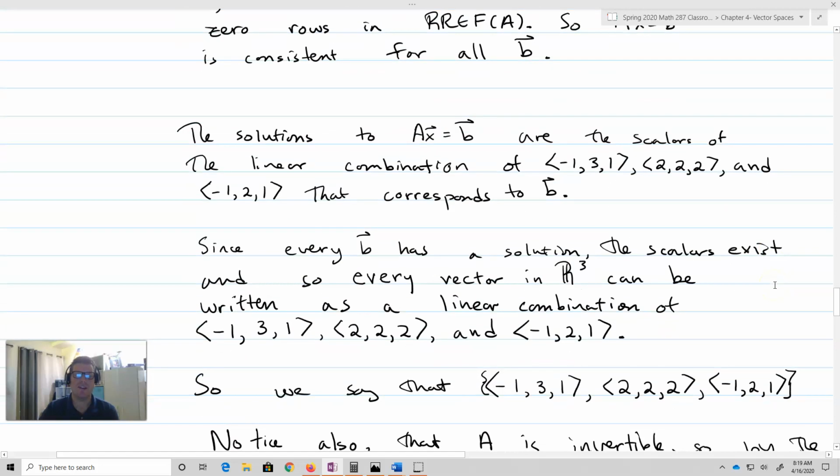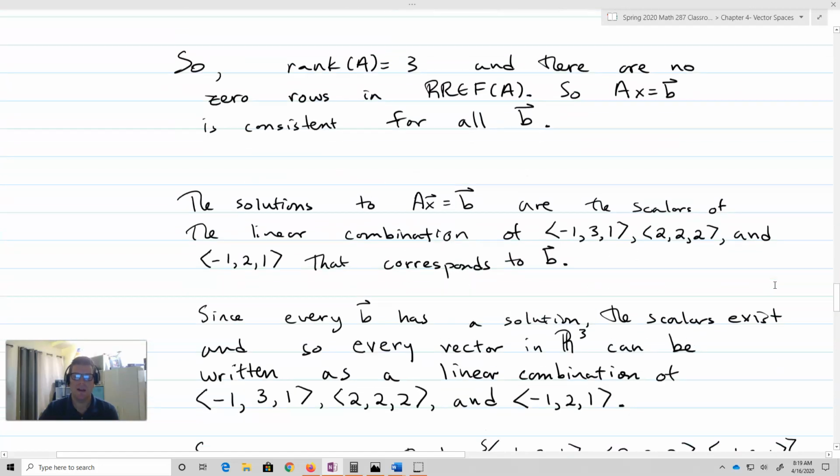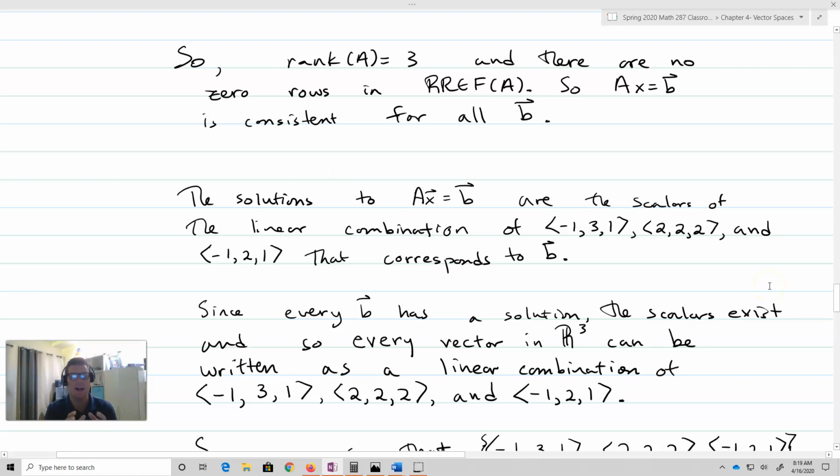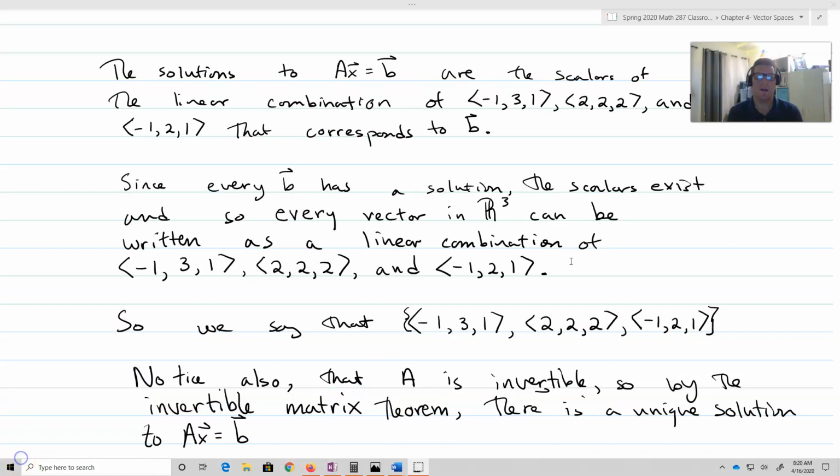And then it turns out the solutions to AX equals B are the scalars of the linear combination of the vectors (-3, 1, -1), (3, 1, 2), and (2, 2, -1, 2, 1) that correspond to B. Since every single B has a solution, the scalars exist, and so every vector in R3 can be written as a linear combination of these vectors. So what we say is that these three vectors span R3.